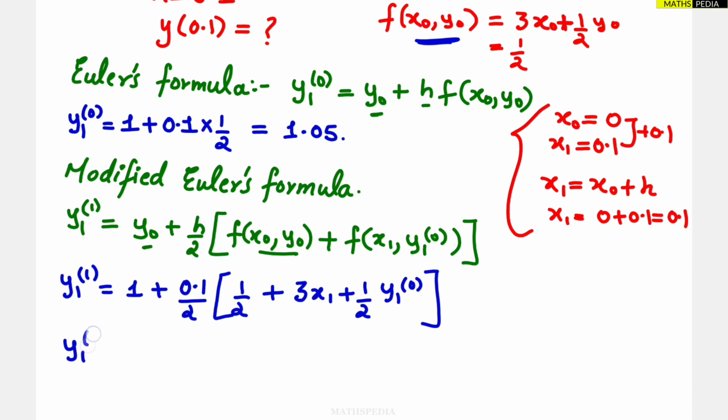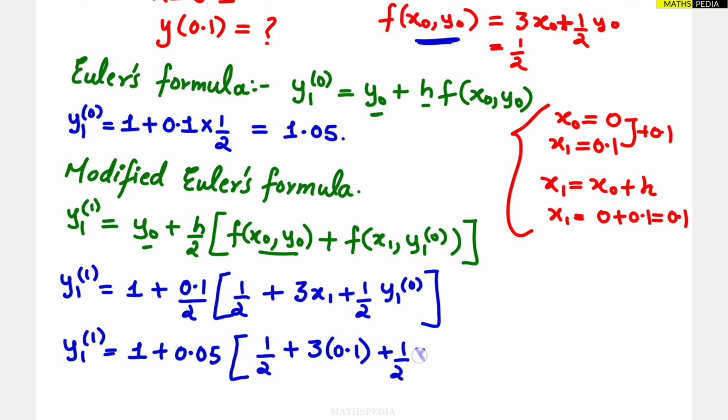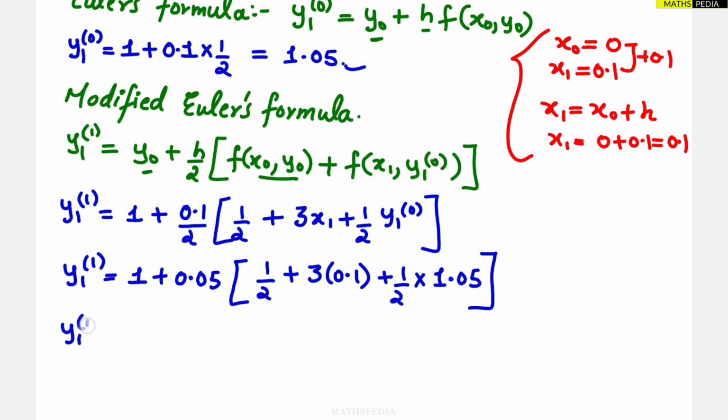So y1 of 1 becomes 1 plus 0.05 into 1 by 2 plus 3 into the x1 value. What is the x1 value? It is 0.1. Just now we got it. Plus half into, what is y1 of 0? It is from Euler's formula, 1.05. Further simplification.